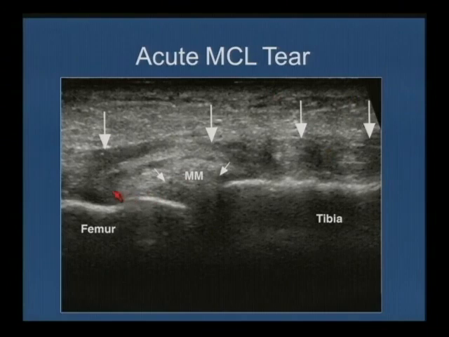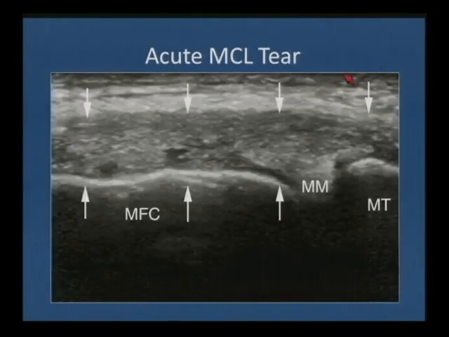And here's an acute medial collateral ligament tear. So this is a coronal image. Here's the femur, here's the tibia, and we don't see anything like we saw with that nice normal appearance of the medial collateral ligament. It's pretty much uniformly swollen, both on the femoral side and also the tibial side. So these appearances are consistent with an acute medial collateral ligament injury. And here's another case.